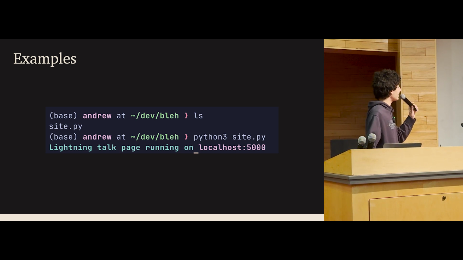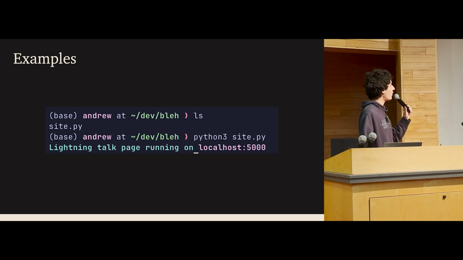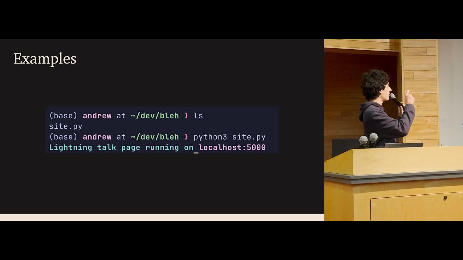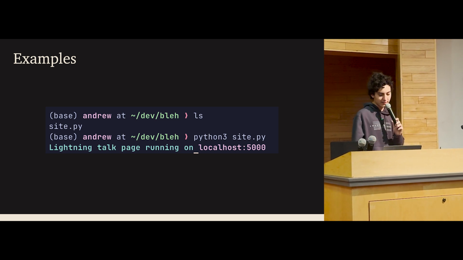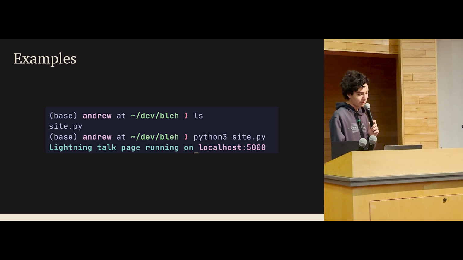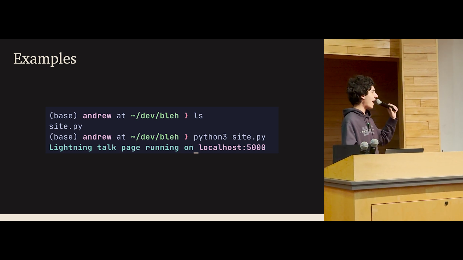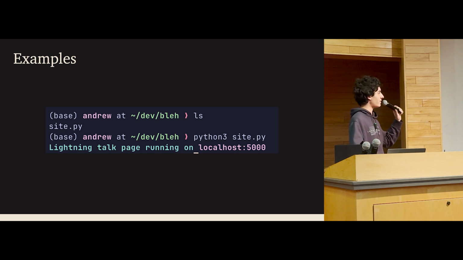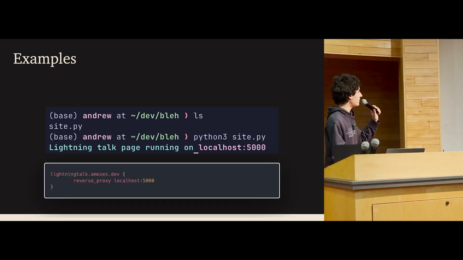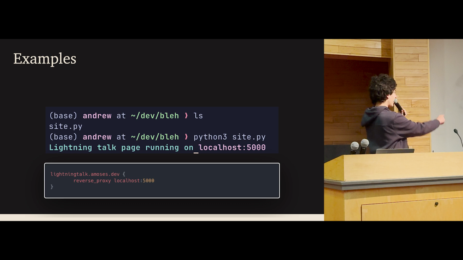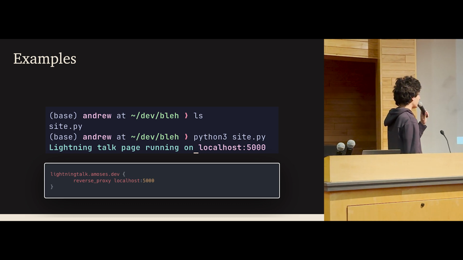So I made this little site using FastAPI where it opens up a listener on port 5000. And let's say I want to have a domain called, I don't know, lightning talks. So lightningtalks.amoses.dev, which is my domain. If I want that to link to whatever's on localhost 5000, all I have to do is make my Caddyfile with that directive and then reverse proxy localhost 5000.